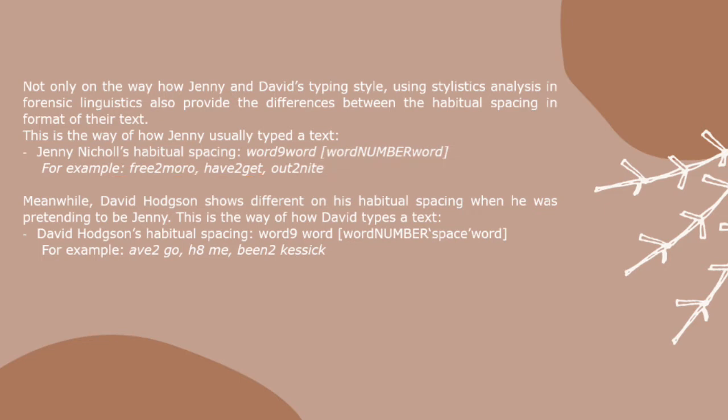Meanwhile, David Hodgson shows a different habitual spacing when he was pretending to be Jenny. David Hodgson's habitual spacing is word, number, space, word. For example, "F2 go" and "been 2 see". That's the difference, and we know the differences by using the forensic linguistic approach.